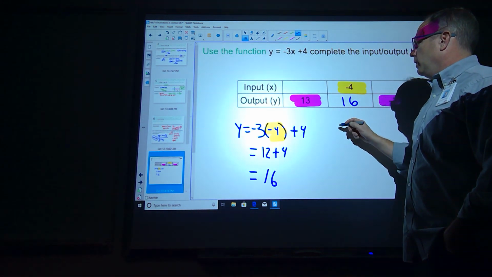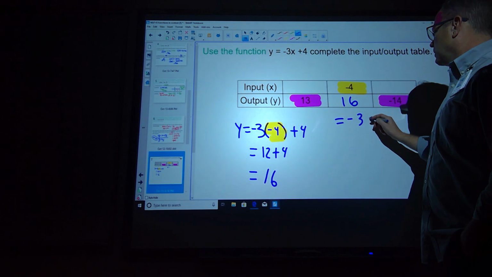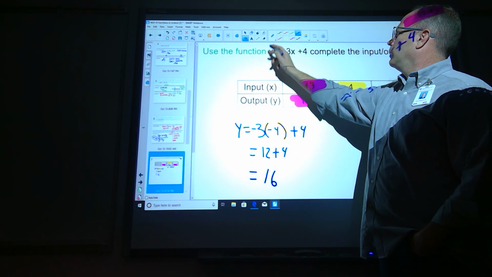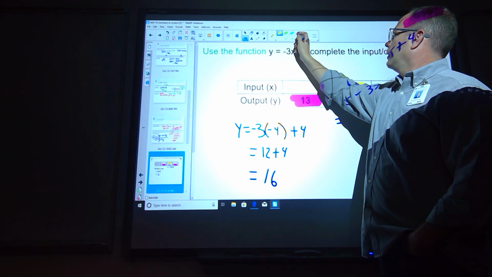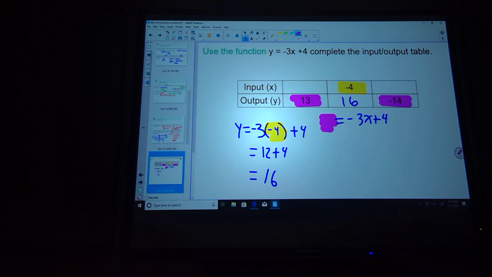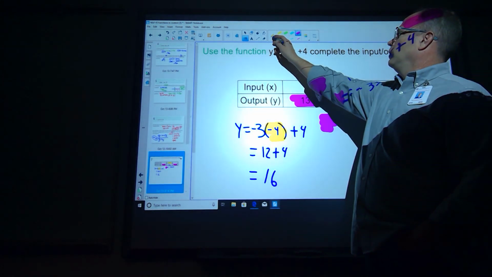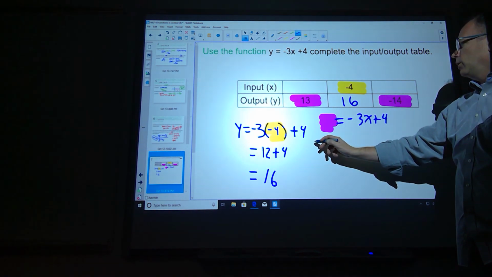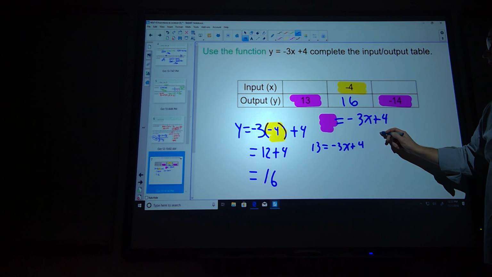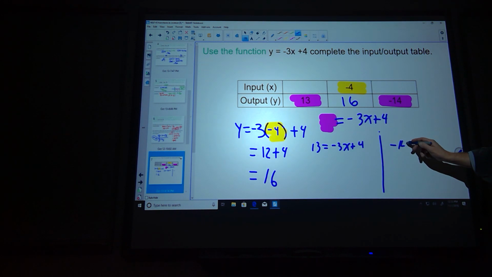So my output is going to be... So what am I going to put in? Highlighter here. What am I going to put in right here? 13 and also negative 14. So I'm going to do two different problems, but I'm going to use the same exact process. So let's do the 13 first. And then over here, I'm going to go negative 14 equals negative 3x plus 4. Is that okay?